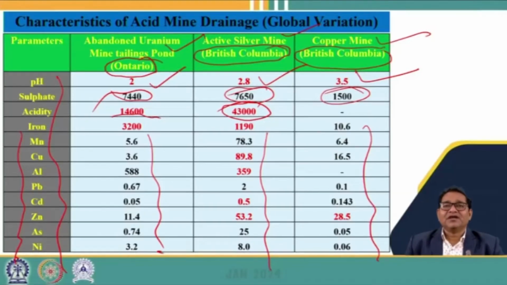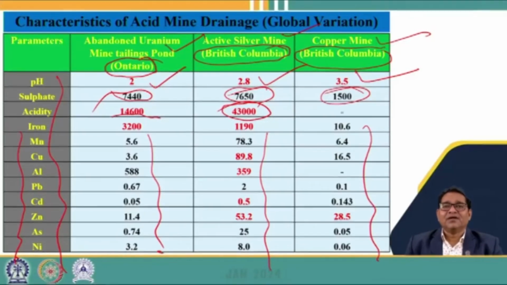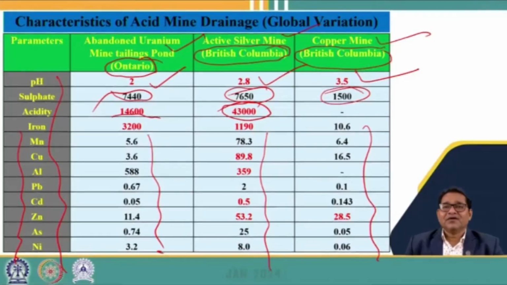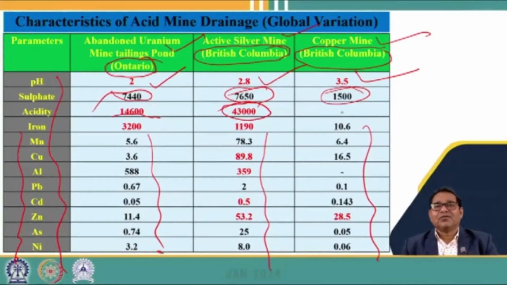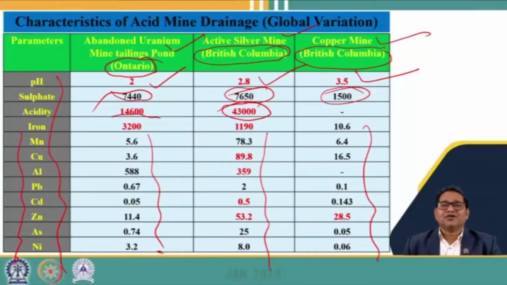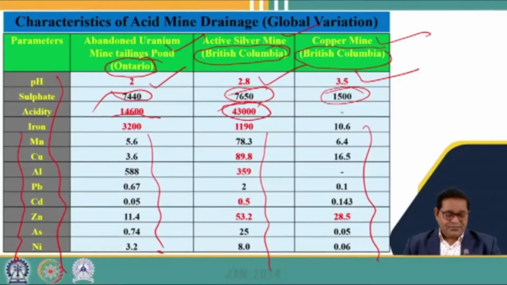Basically, the variation in the characteristics of the acid mine drainage produced from different countries, different coal deposits, entirely depends upon the properties of the coal and the mineral composition of the coal deposits that is playing a major role in acid mine drainage.